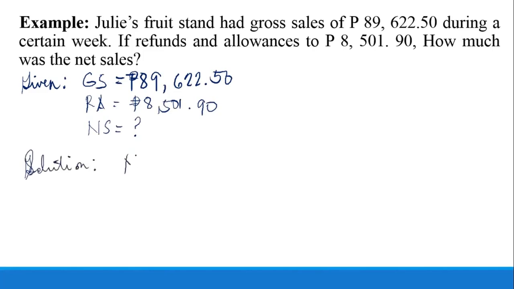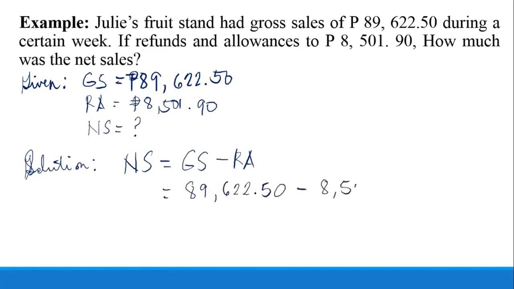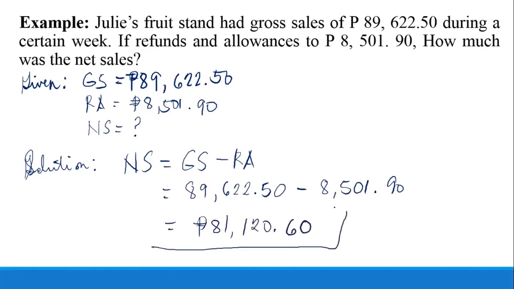As for our solution, in finding the net sales, all we have to do is to get the difference between the gross sales and the refunds and allowances. Okay, so what is the difference? Minus 8,501 and 90 centavos. So this is equal to 81,120 pesos and 60 centavos.